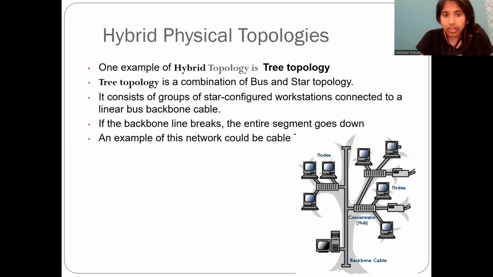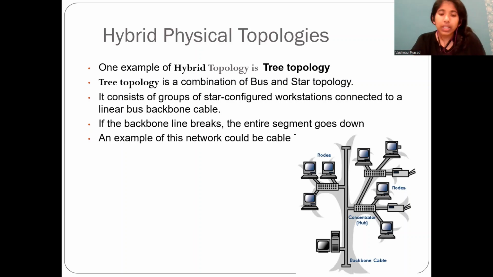Now, hybrid topology. As I said before, hybrid topology is a combination of different topologies like star and ring or ring and bus, everything together, which forms a hybrid topology. One example of hybrid topology is tree topology. Tree is a combination of bus and star topology. It consists of groups of star configured workstations connected to a linear bus backbone cable. So here the bus backbone cable acts as a bus topology, and then the star topology is connected to that linear cable. If that backbone line breaks, the entire segment goes down.